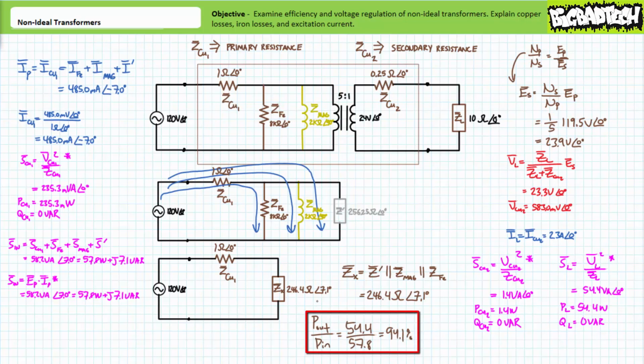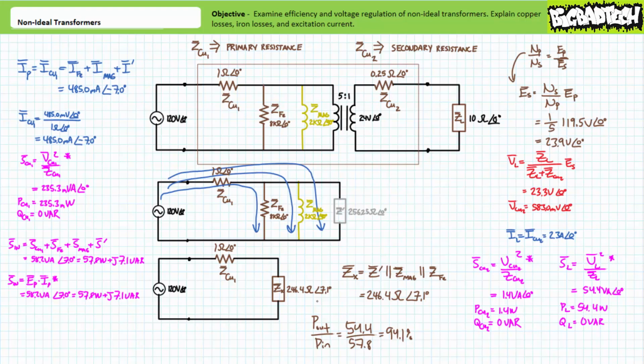Accounting for all of these losses, this transformer can now be said to be 54.4 over 57.8, or only 94.1% efficient. We're not 100% efficient, however, we are still really close. This non-ideal transformer would dissipate these small losses as heat, and as such, might exhibit a small temperature rise.